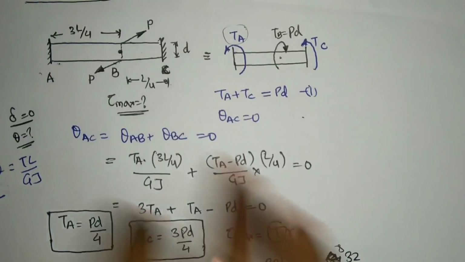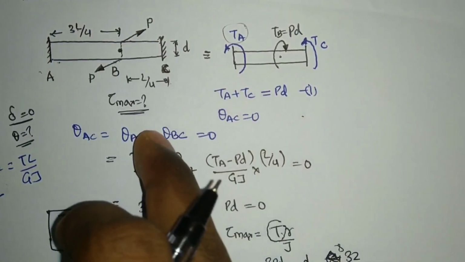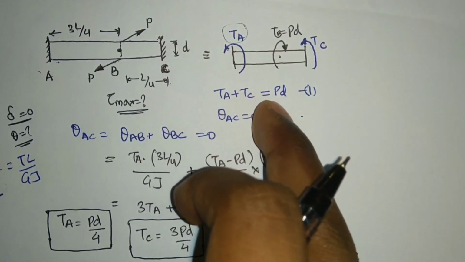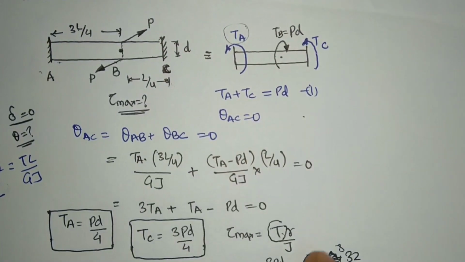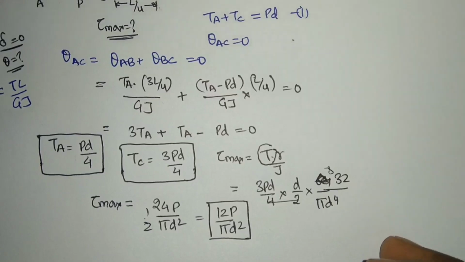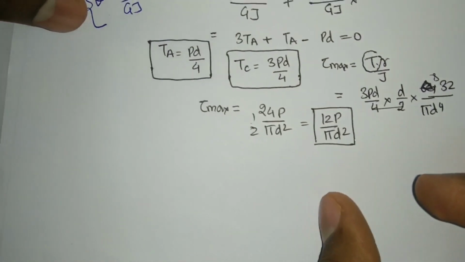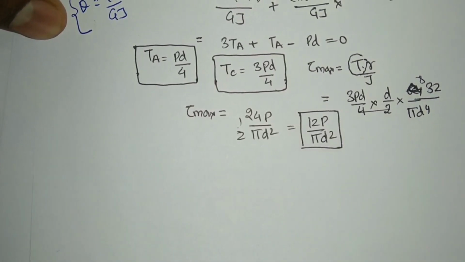generated in this shaft. Okay, so I have calculated the reactions based upon my compatibility equation and my simple static equilibrium equation, and I have calculated the maximum shear stress that will get generated in this shaft. Okay, now in order to elaborate this, let's take one more example where the diameter of the shaft is constant but the concentrated torque on it is changing continuously.